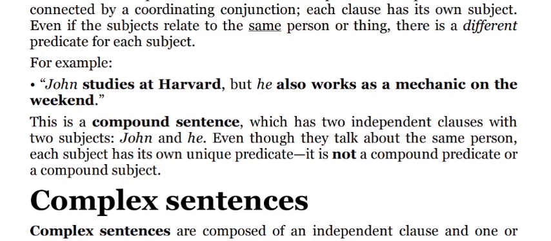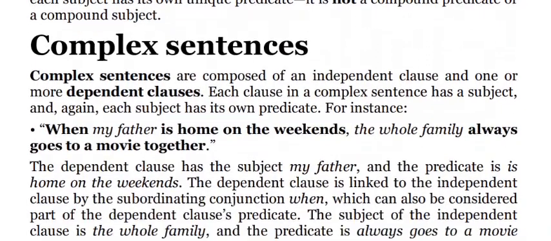Now, complex sentences. Complex sentences are composed of an independent clause and one or more dependent clauses. In each clause, a complex sentence has a subject. And again, each subject has its own predicate. For instance, when my father is at home on the weekend, the whole family always goes to a movie together.